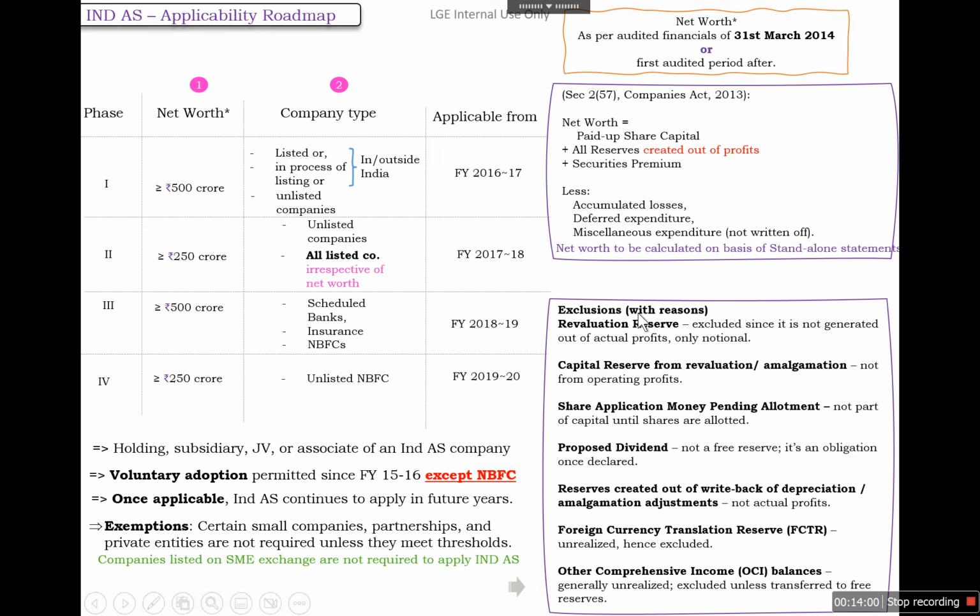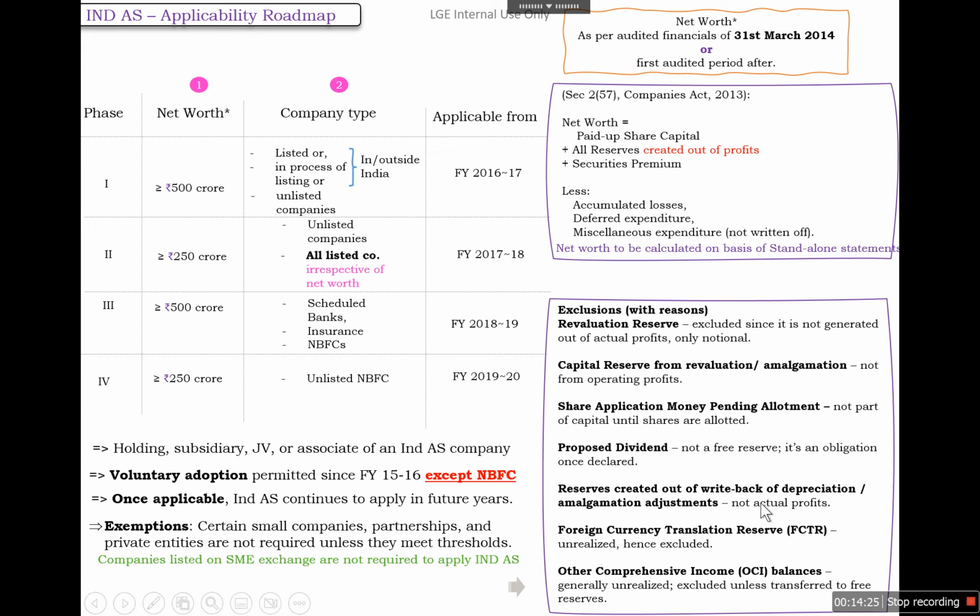So if we check the exclusions: the revaluation reserve is excluded since it is not generated out of actual profit, and capital reserve also, because it is not from operating profit. Share application money pending allotment is not part of capital until shares are allotted, so it is also excluded. Proposed dividend is not a free reserve, so it is an obligation once declared, so we will remove it.